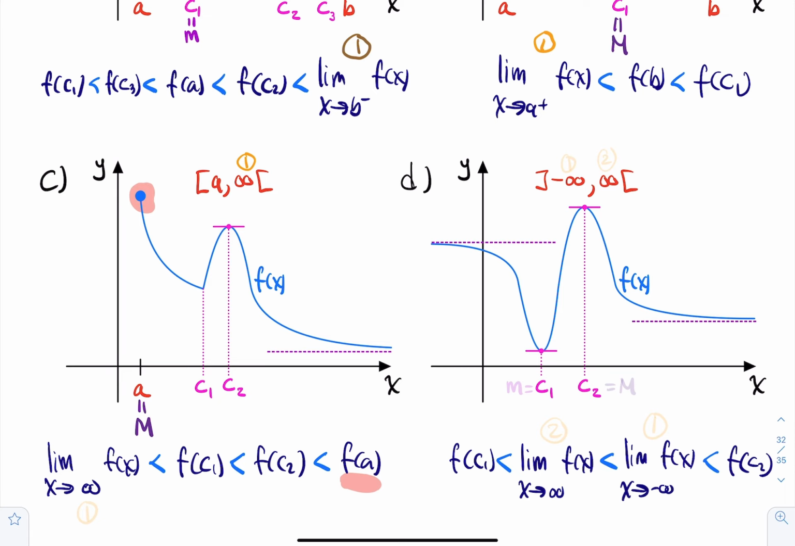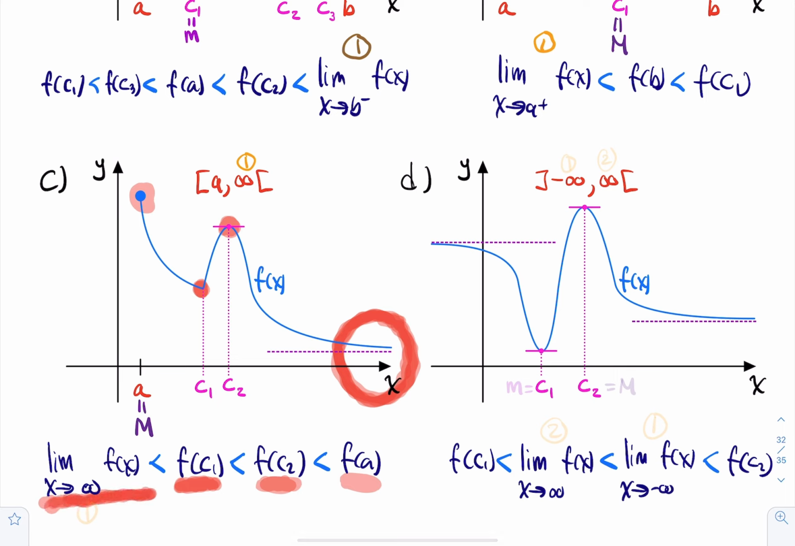Then it's followed by f of C2, the second critical point, which is my second highest value, and then f of C1 very closely. But then the function will continue to go down and get closer and closer to this horizontal asymptote, and the only way to get there is by computing the limit as x goes to infinity of f of x. So the lowest possible thing here is a limit, so there's no global minimum, and the global maximum was reached at a closed endpoint. So the closed endpoints are still important. They can still win as the biggest or the smallest value.